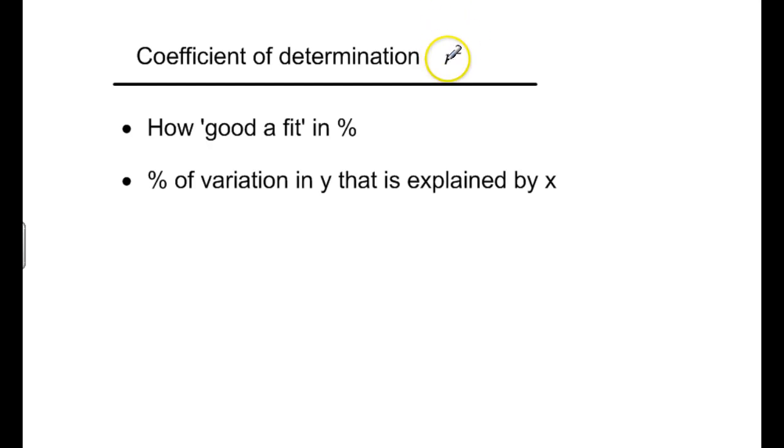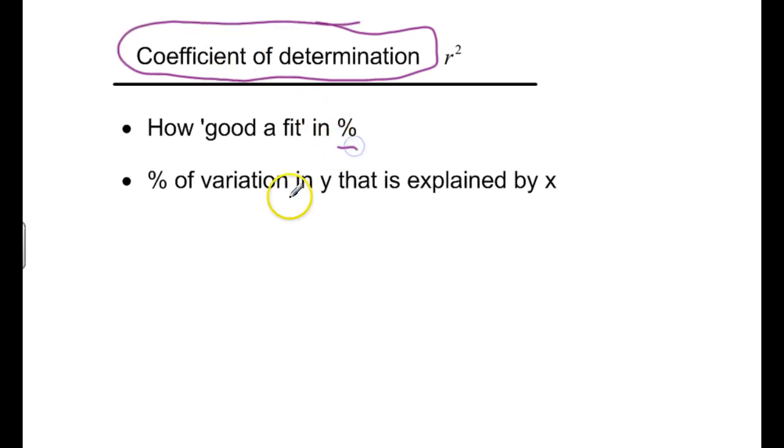There's another thing called R squared. We call it R squared, but you'll call it the coefficient of determination. And it's related to R, but it's a little different. It's a percentage. And it's how good a fit. So if your R squared value was equal to 0.95, that's a very good fit.